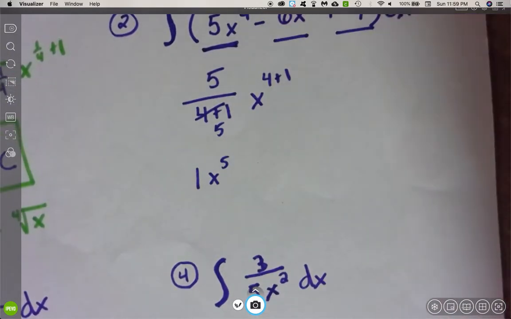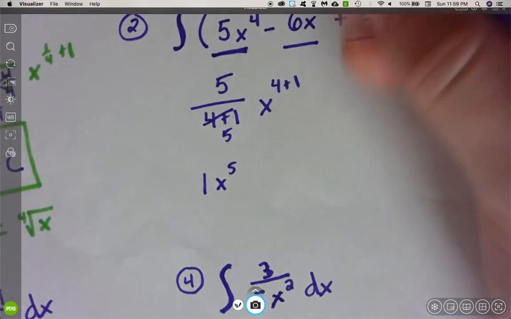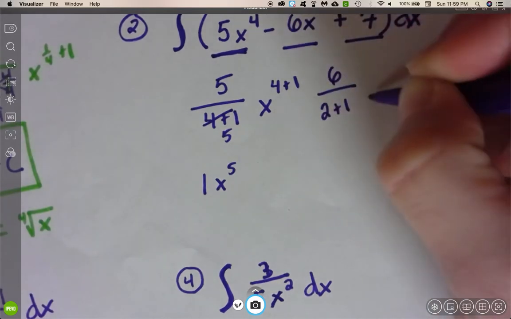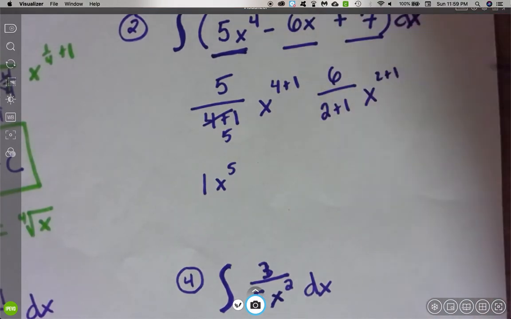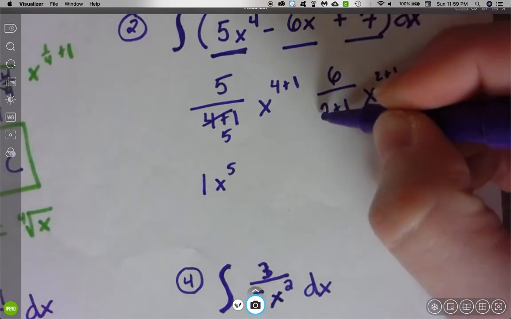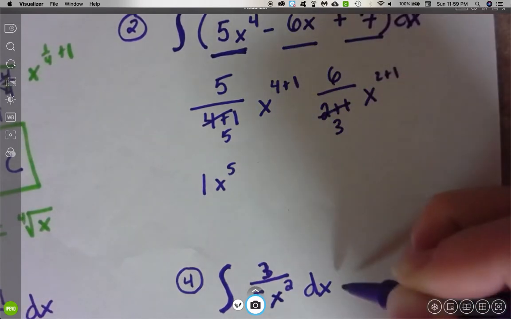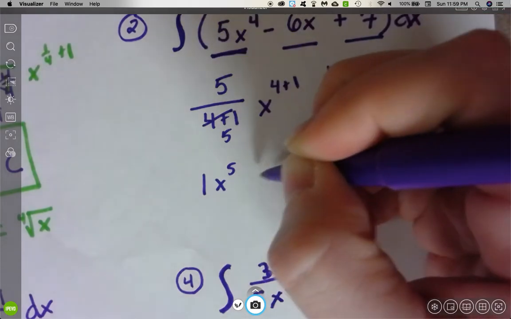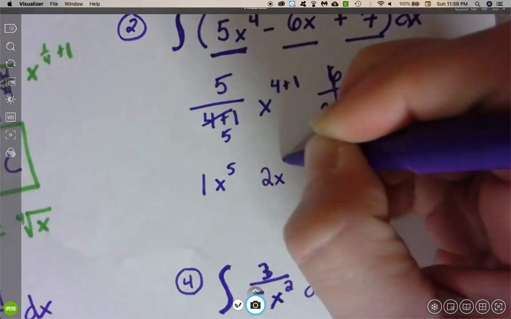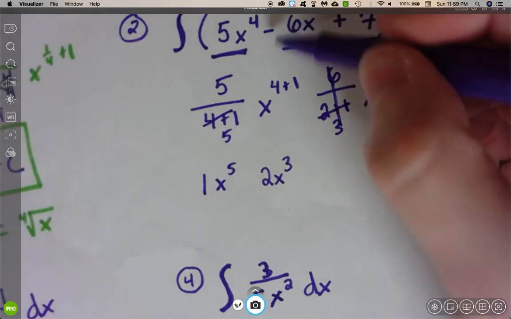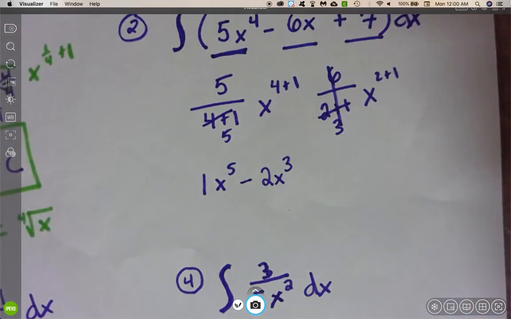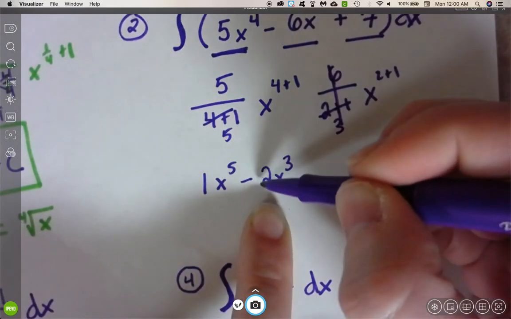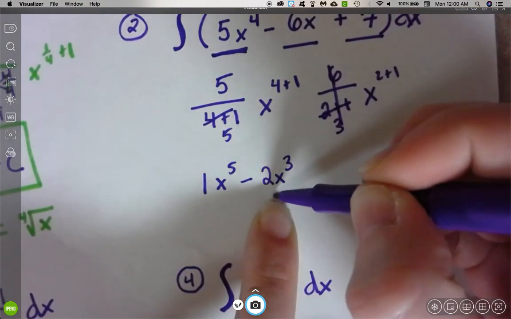So 6x squared would be 6 over n plus 1, or 2 plus 1, x to the 2 plus 1, right? 6 over 2 plus 1 is 6 over 3, which will just be 2x to the 3rd power, okay? And then it's minus, so I need to put a minus sign in between them. Now think about taking the derivative of negative 2x to the 3rd. I bring the 3 down in front. That becomes 6x squared, and that's what I have, okay?